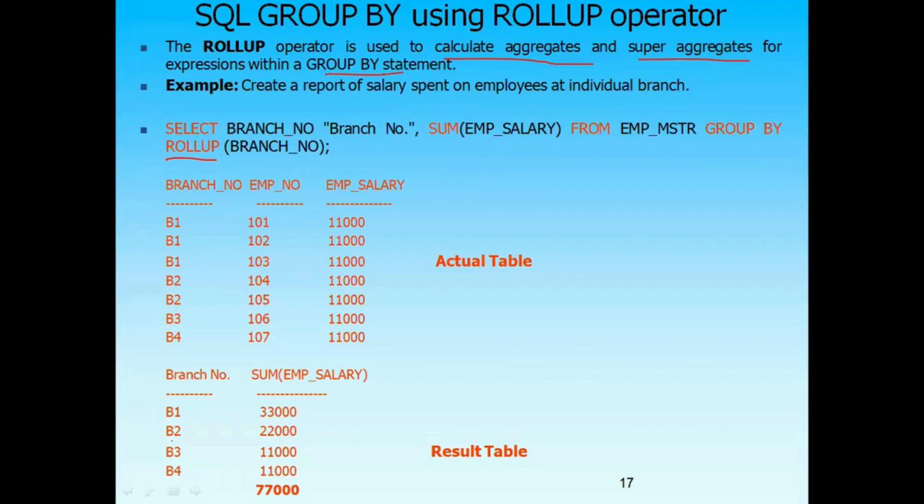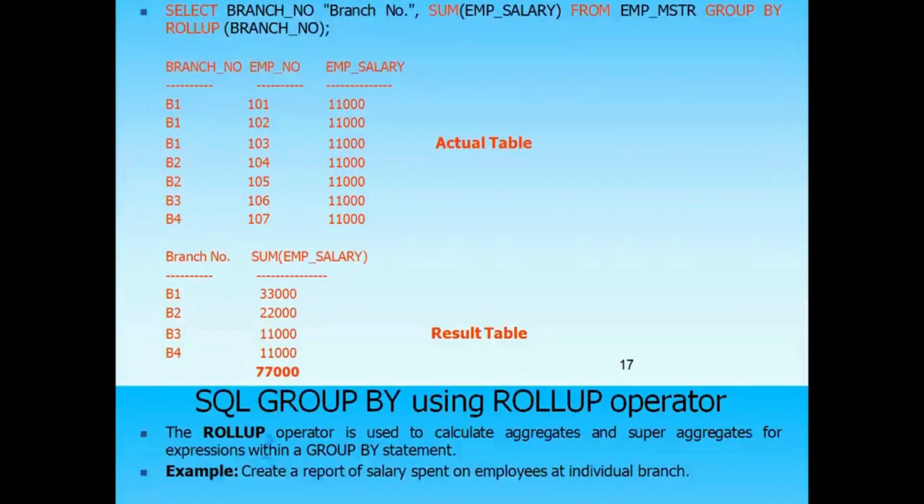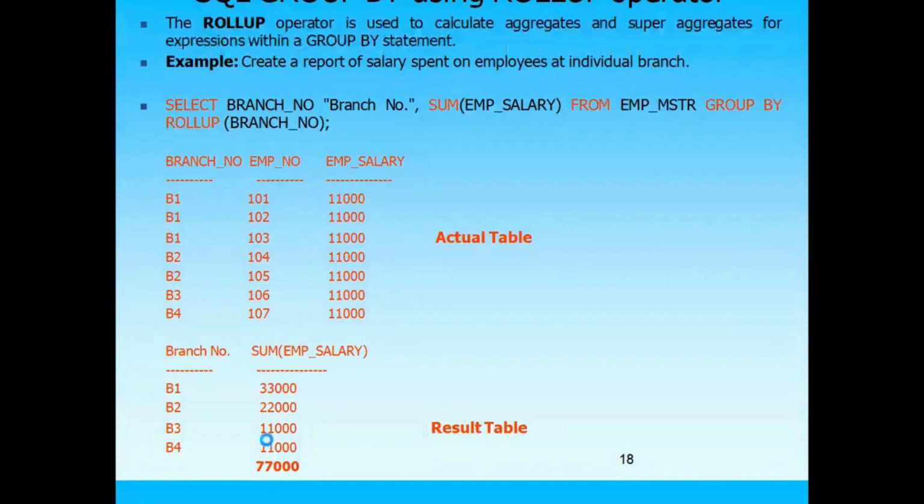If you observe this result, it shows the branch wise sum of salary, and at last the result is displayed with the total salary of all these sums of salaries. This total of all the sums is displayed with the help of the roll up operator with the group by clause. I hope, students, you are clear with this. This is my actual table, and after executing this query my result will be this: not only the branch wise total salary of all employees, but also the sum of all the sums. I hope you are clear with this. Thank you.